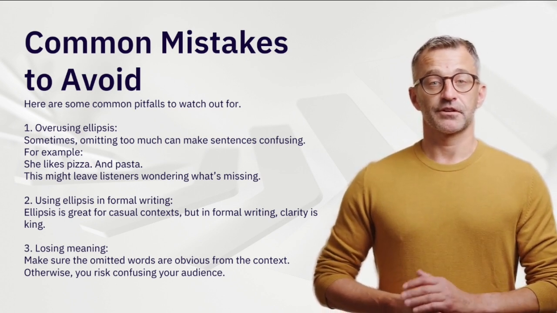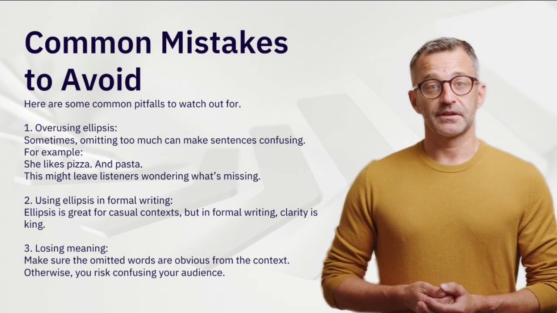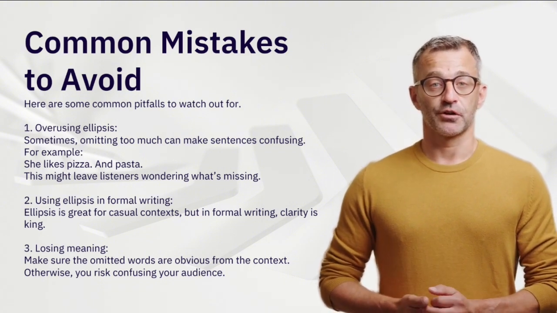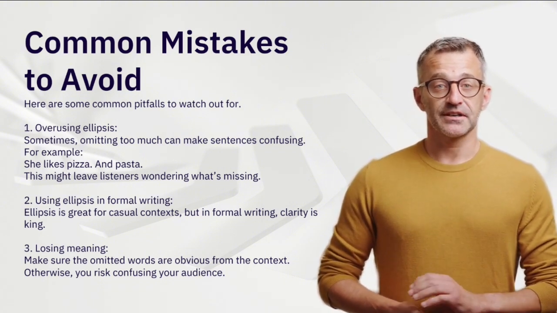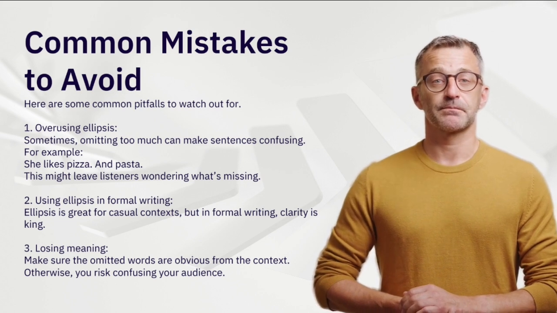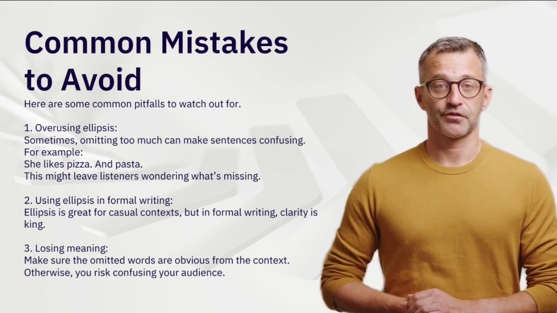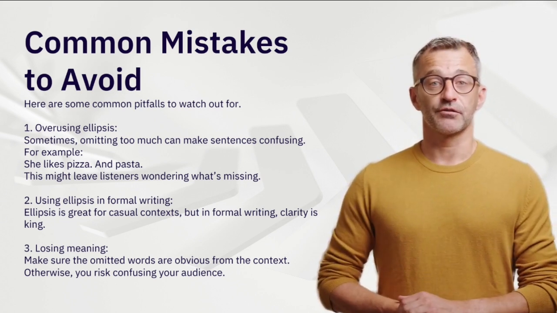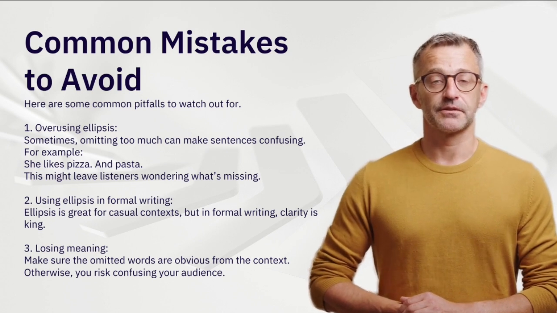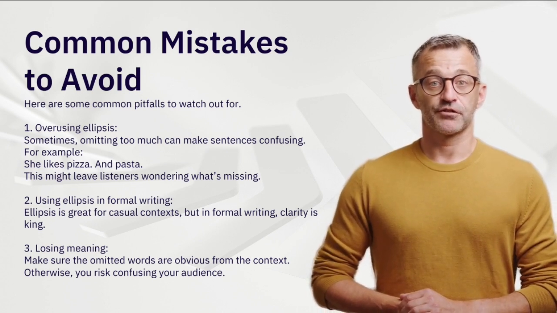2. Using ellipsis in formal writing. Ellipsis is great for casual contexts, but in formal writing, clarity is king. 3. Losing meaning. Make sure the omitted words are obvious from the context. Otherwise, you risk confusing your audience.